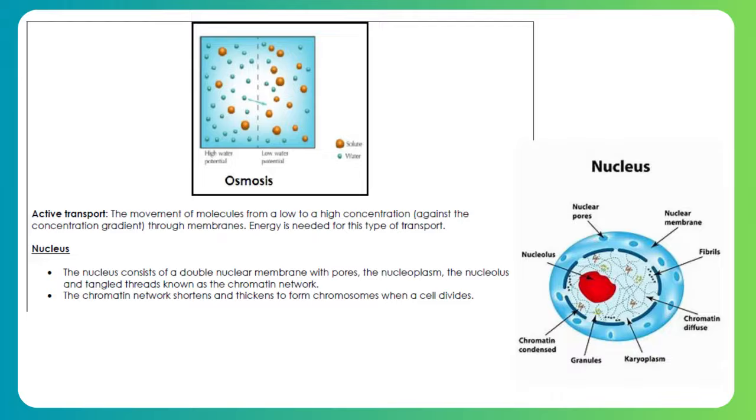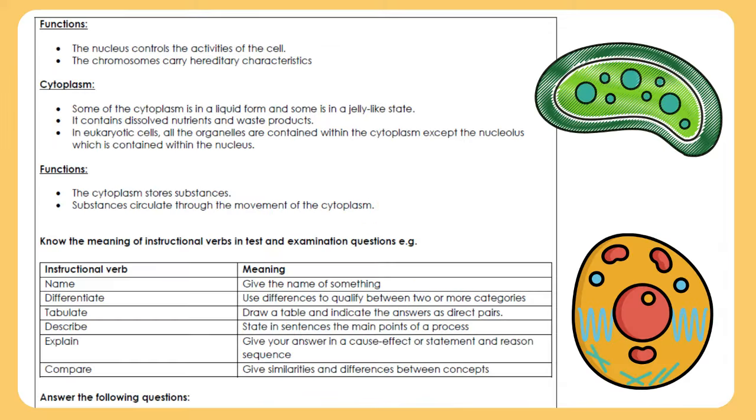Nucleus. The nucleus consists of a double nuclear membrane with pores, the nucleoplasm, the nucleolus, and tangled threads known as the chromatin network. The chromatin network shortens and thickens to form chromosomes when a cell divides. Functions. The nucleus controls the activities of the cell. The chromosomes carry hereditary characteristics.